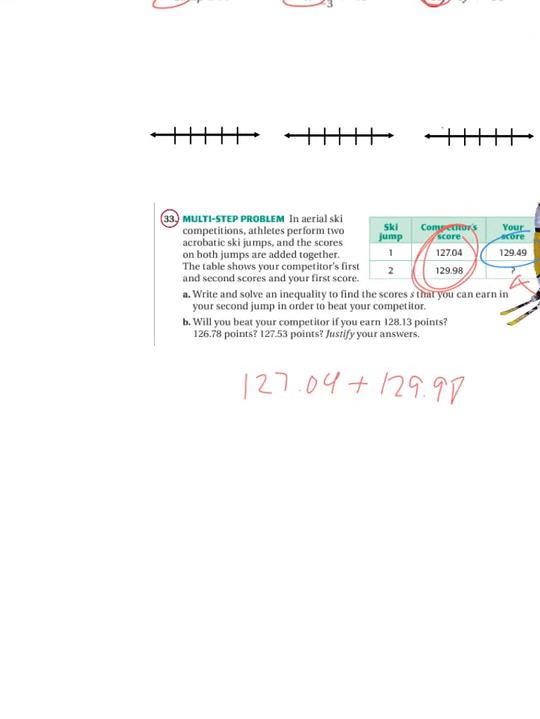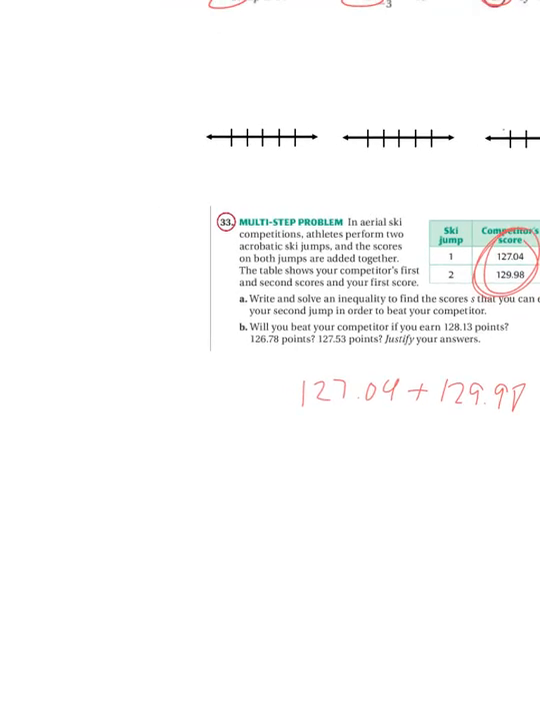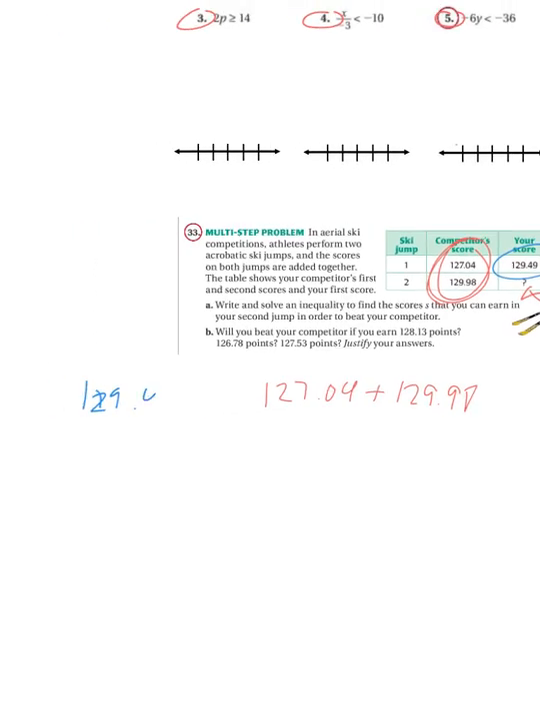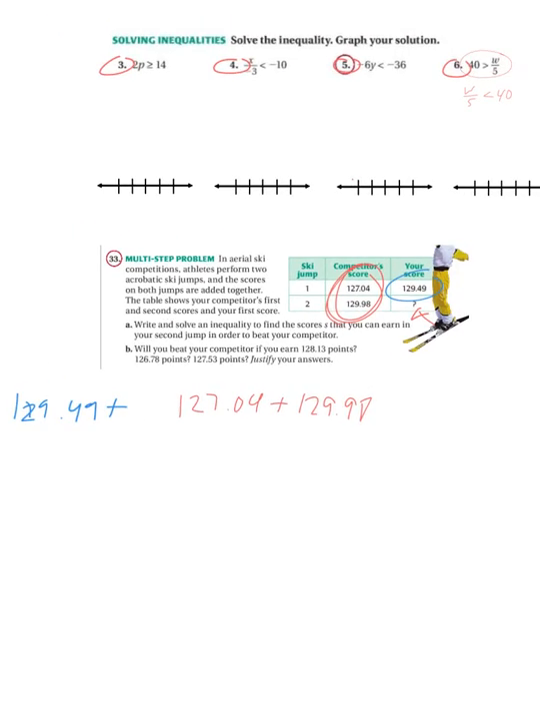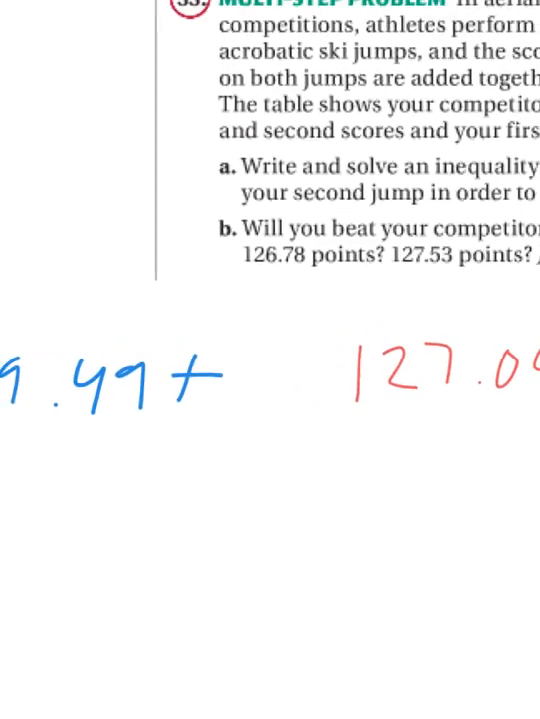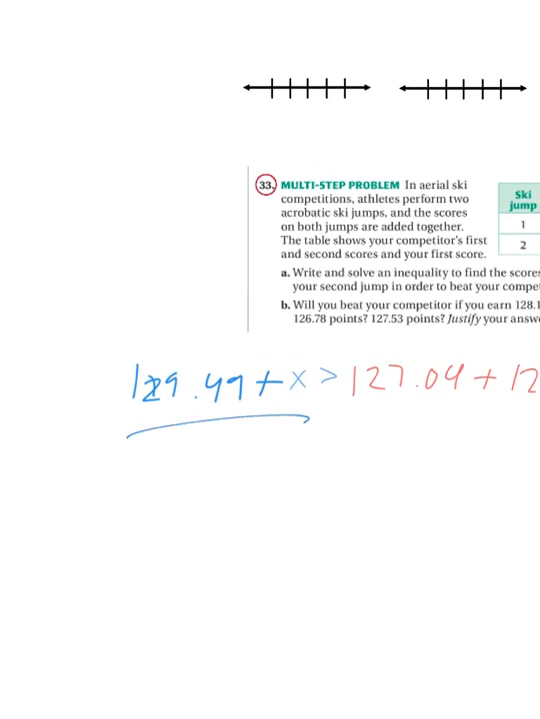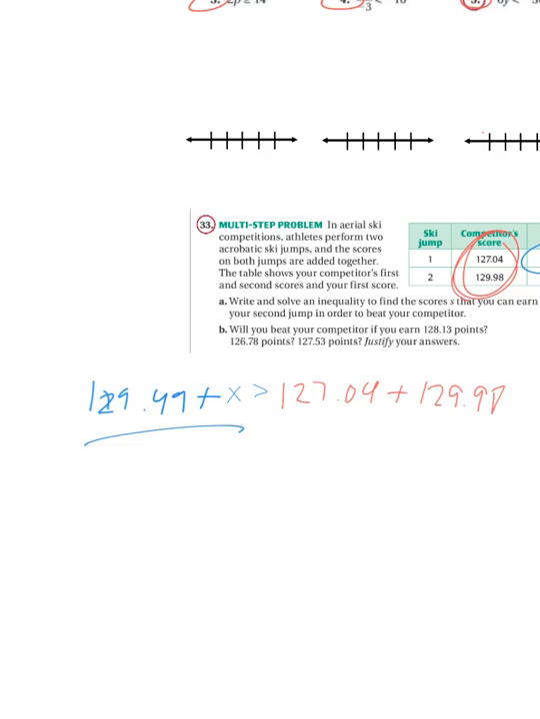I'll slide to the left here just to say, we want your scores to be bigger, right? You want to win this competition. So we want your score, 129.49, plus your next score, which they just have a question mark for, but you can think of that like our variable x. You're going to add your 2 scores together, and you want them to be greater than their scores. You want to win this competition. So your scores added together need to beat their scores added together. From here, you can draw your line and keep solving, and you'll be able to answer some of the questions that they have in A and B.